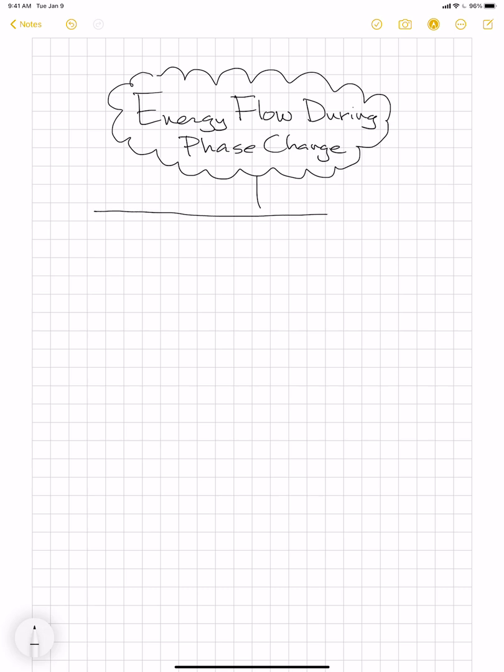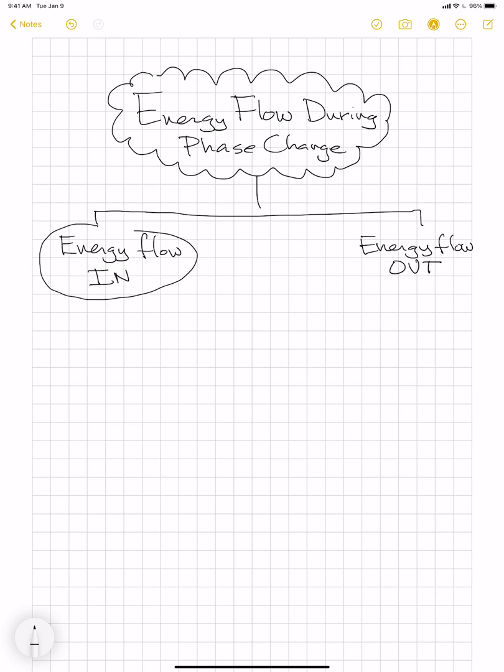Okay, so basically there are two ways that energy can flow during a phase change. Energy can flow into the substance, or energy can flow out of the substance. Okay? So in science, we use specific vocabulary to describe where the energy is coming from and where it's going.